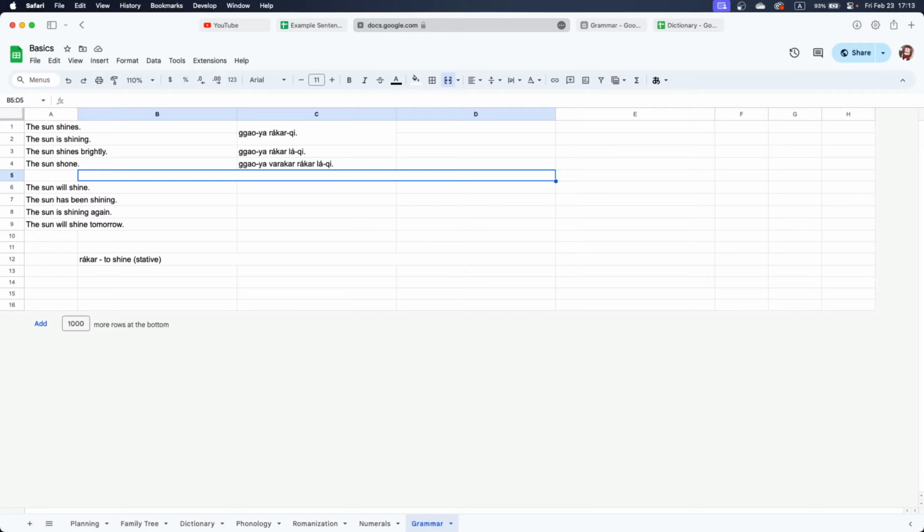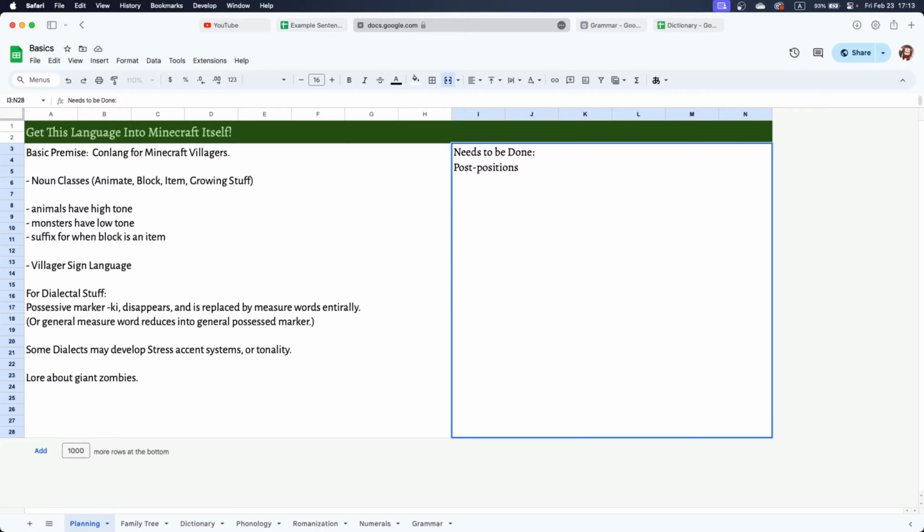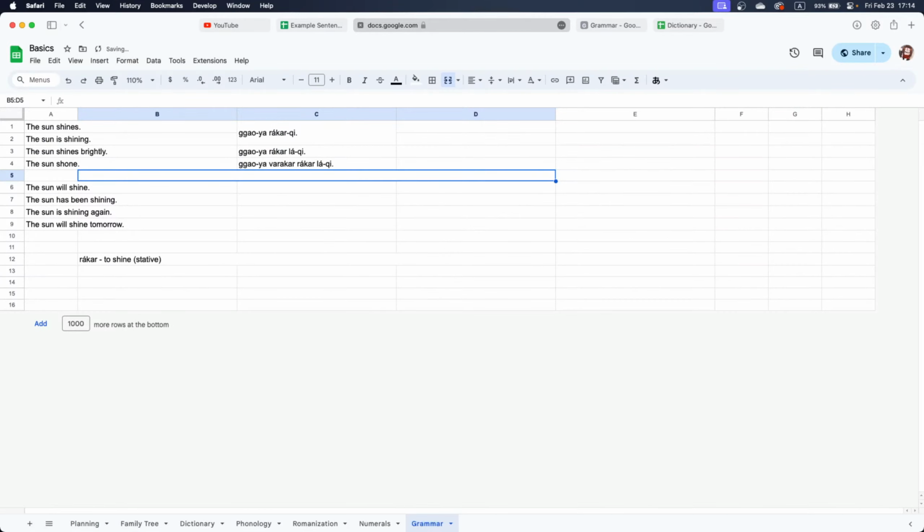I think I will come back to that, as I feel like I can do some interesting things grammatically with that nya marker for adverbials. Let me plan. Do something with the nya adverbial marker. Yeah, so I think I'm gonna save that for later.